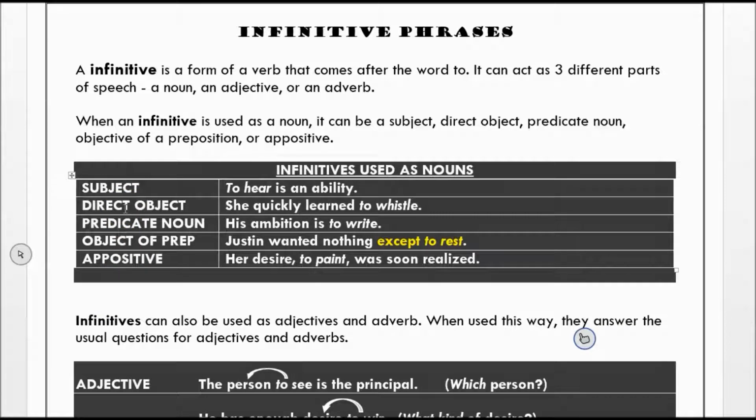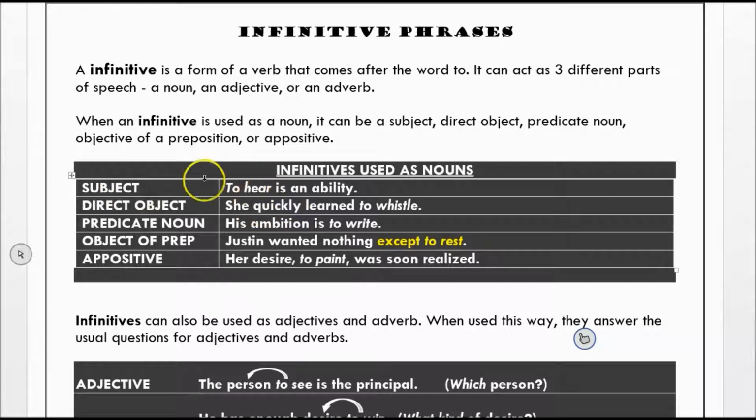All right, the last phrase that we're going to look at is the infinitive phrase. An infinitive is the form of a verb that comes after the word to. It can act as three different parts of speech: a noun, an adjective, or an adverb. When an infinitive is used as a noun, it can be a subject, a direct object, a predicate noun, object of the preposition, or an appositive. So we've covered all of these already.